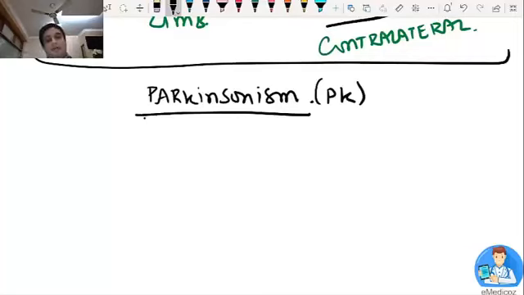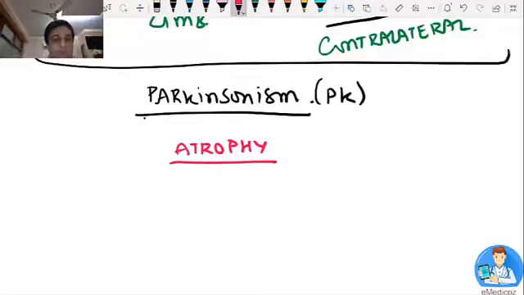Okay. Why does it all happen? Remember the basics first. In Parkinsonism, there is an atrophy seen in the brain. It's a neurodegenerative disorder. Remember this. Parkinsonism is a neurodegenerative disorder and atrophy occurs.